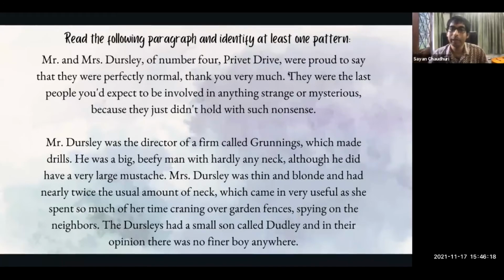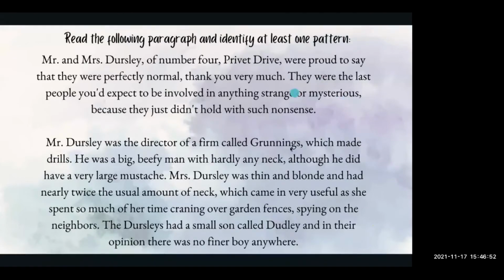Aishwarya has said perfectly normal, strange, mysterious. This is also interesting. If you notice, perfectly normal, and you'd not expect them to be involved in anything strange or mysterious, it's almost like they are trying to show that, oh, we are distinct, right? So there is a defensive, you know, they really want to establish that they're normal, that they are very distinct from what is abnormal, right? So this pattern perhaps shows that. Gopal, you want to say something?